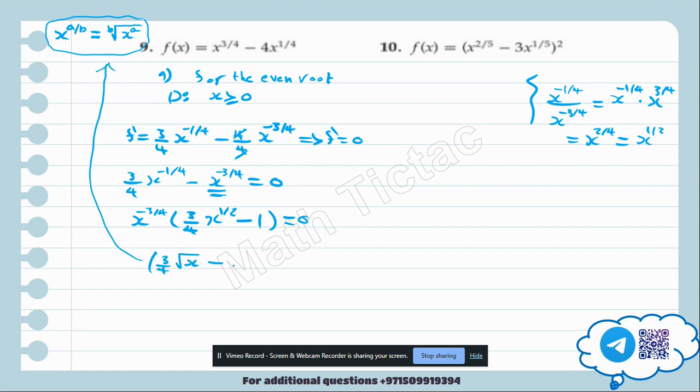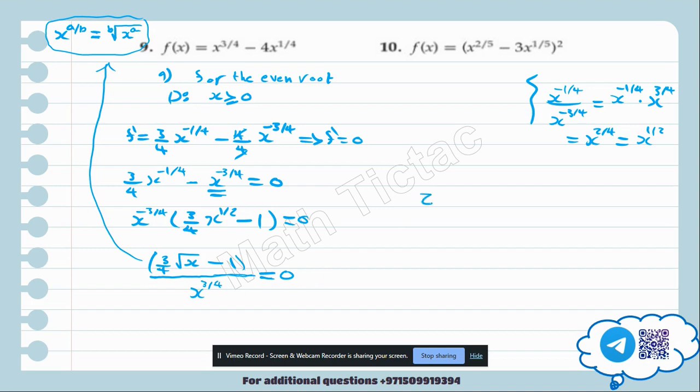Okay, so in here minus 1 over x to the power 3 over 4. If I would like to take this in the denominator, it will be positive, equal to 0. So now I can find the zeros of the numerator.